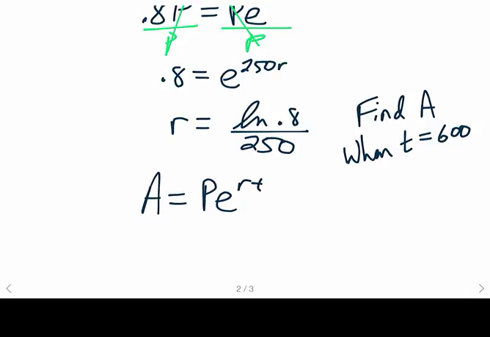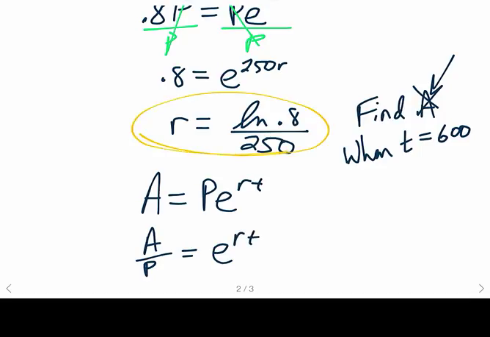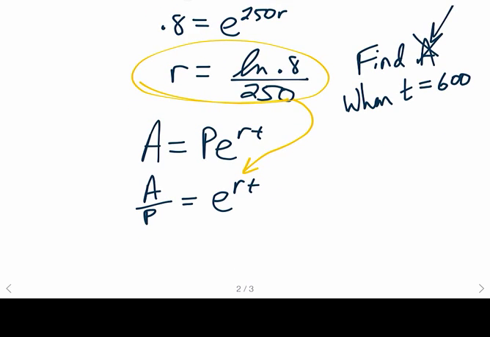Well, I kind of fibbed a little bit. We don't really want to find A. We want to find the percent that remains. We actually want to find A over P, which, by the way, is equal to e to the rt, and we just found r. So the percentage that remains, A over P, is the fraction that remains. The percentage will be obtained by multiplying by 100. You'll see that in a minute.